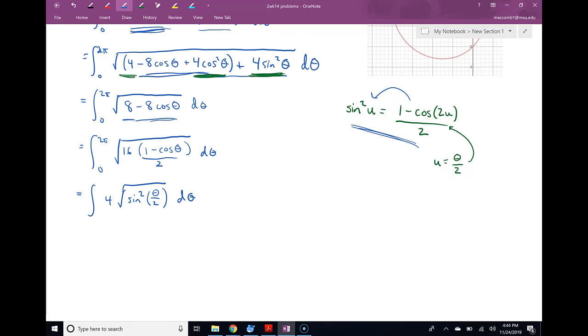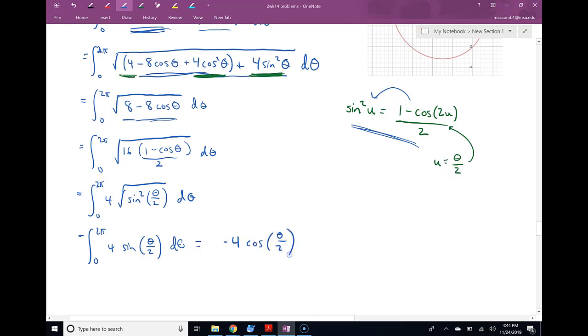All right, so with that, we can go ahead and now take the square root. And so we're going to have 4 sine of theta divided by 2 d theta. Now we can go ahead and integrate this. And so let's see, 4 is constant, it's along for the ride. The integral of sine should be negative cosine.